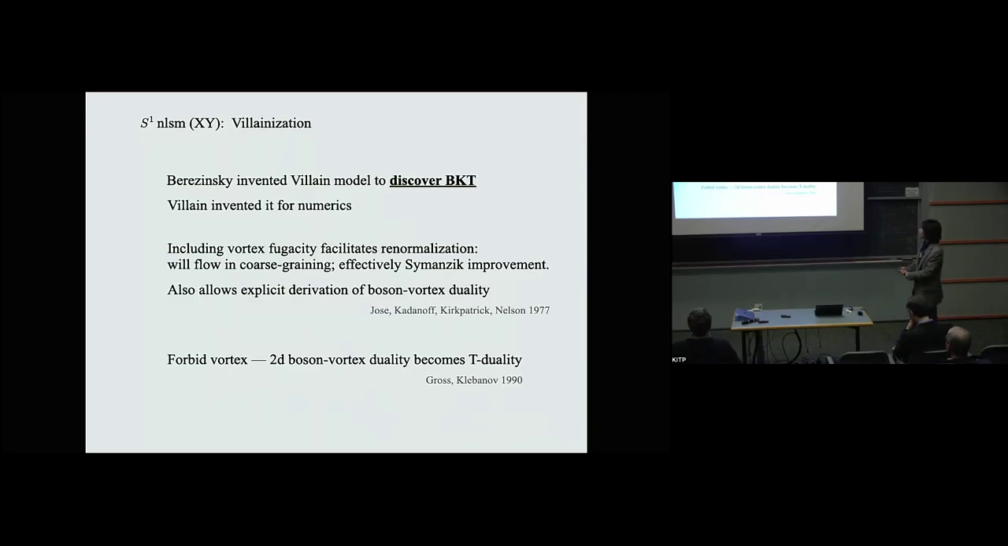And I want to emphasize that including this vortex fugacity on the lattice actually facilitates renormalization. Because you can imagine that when you do coarse graining, those effects are going to be generated anyways. So you want to include it in the action just to keep track of the flow of it. And technically, you can also think of it as effectively generating some semantic improvement. This also allows an explicit derivation of the boson-vortex duality. And in the limit where the vortices are forbidden, the boson-vortex duality becomes the T-duality, and both orders are here.